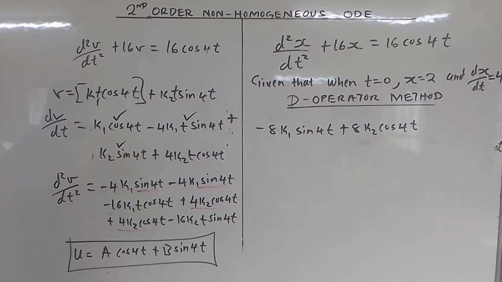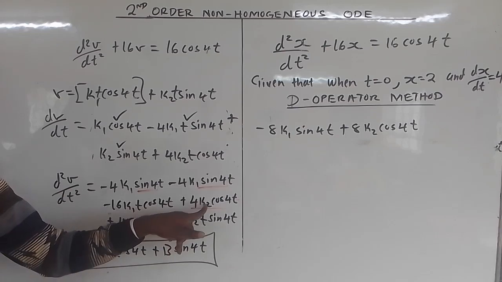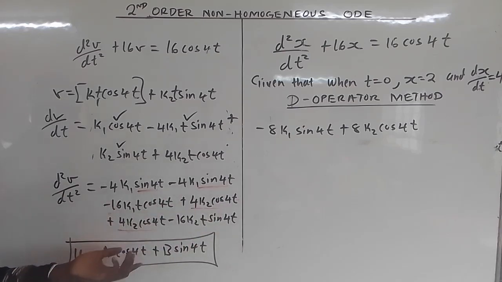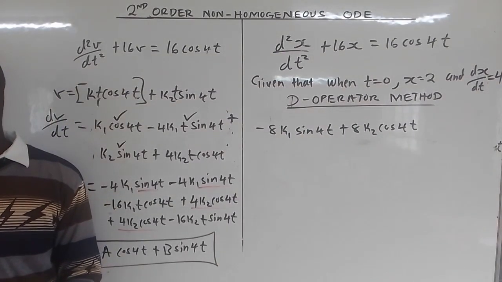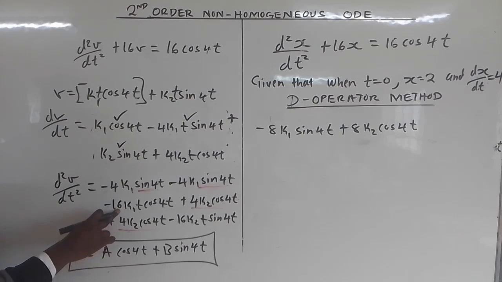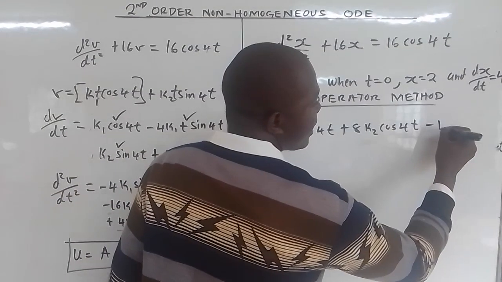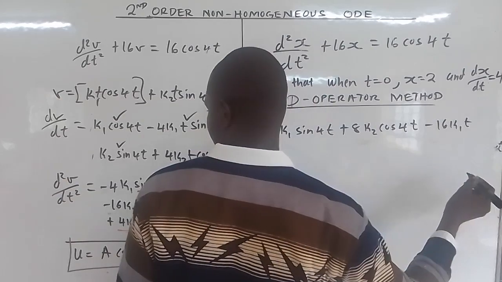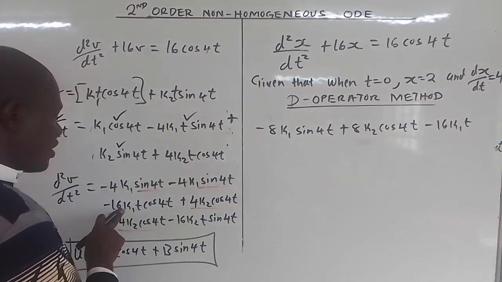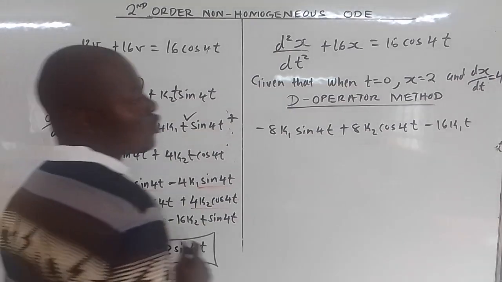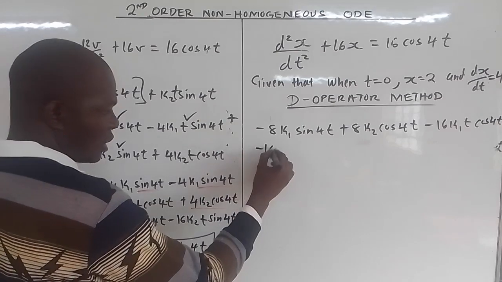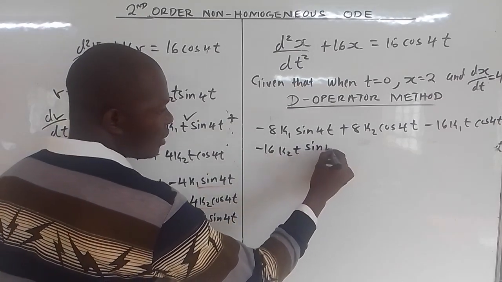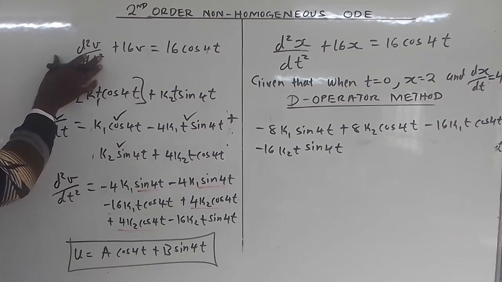Are we together? These other ones are different. You are joining the terms which are the same. This is positive 4k2 cos 40, positive 4k2 cos 40, they are the same thing. So you get a total of positive 8k2 cos 40. Are you seeing that? These other ones are different. This one, negative 16k1 t cos 40. Then the other one, negative 16k2 t sine 40. So we are done with this, isn't it?